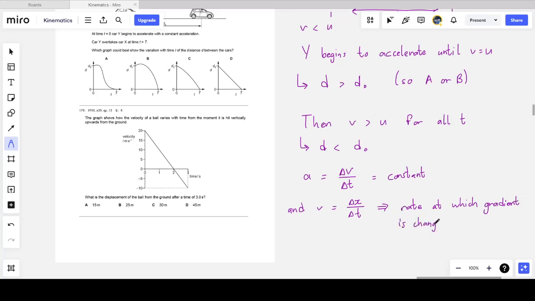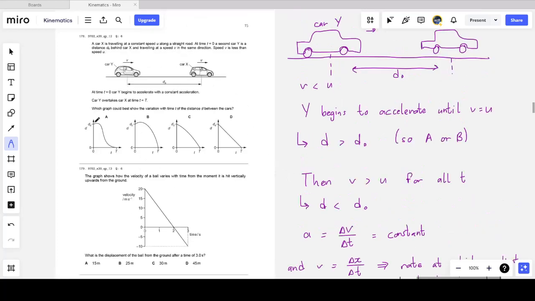So what this means is our graph needs to have some uniformity in it, which again, you don't have to write all of this thought process out to understand. There's no uniformity in A. It decreases rapidly, and then the gradient changes. What we need is a decrease where the gradient is changing at a constant rate, and that is graph B.